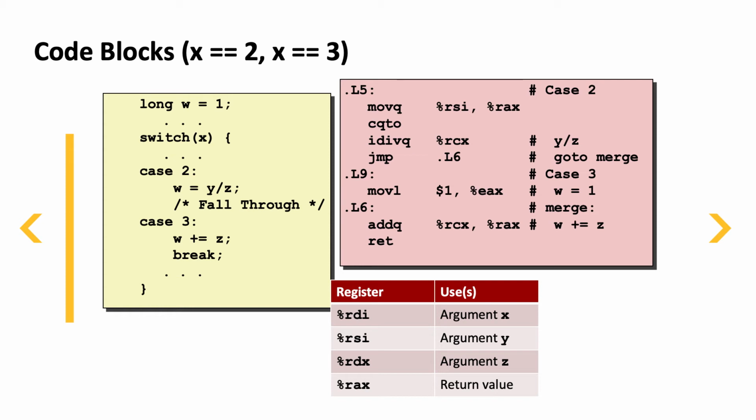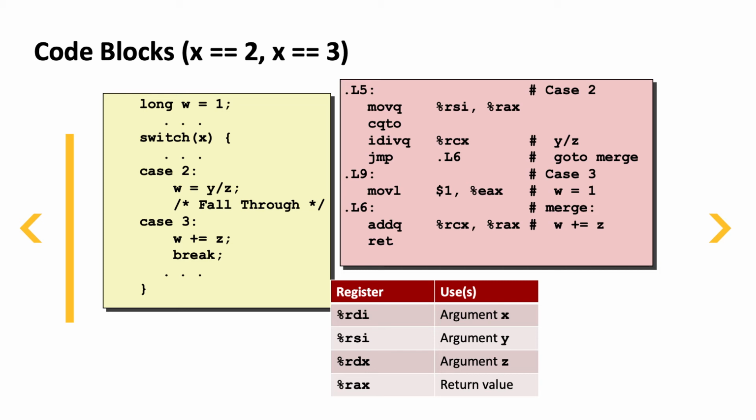Now I've got my result of y divided by z, so I can just jump to L6, which is our merge. Now remember that merge is actually what has the code that was in case 3, so we're going to add RCX to RAX. That adds z to w and then stores it back in RAX, our return value, so then we can just return. We've done our fall through.